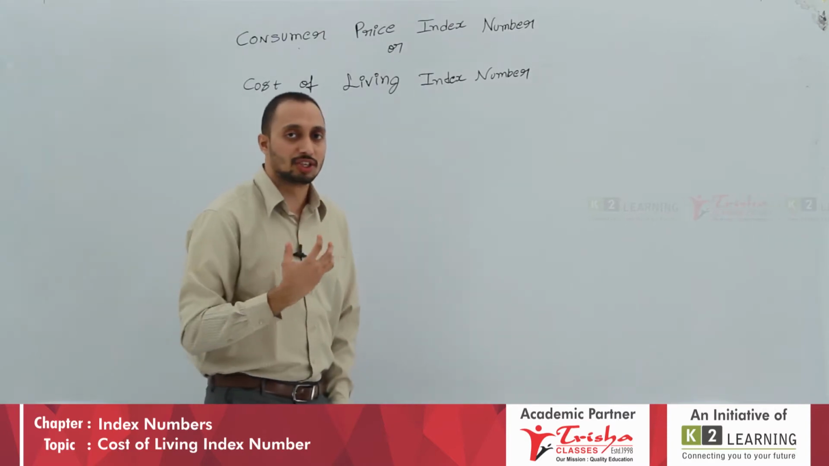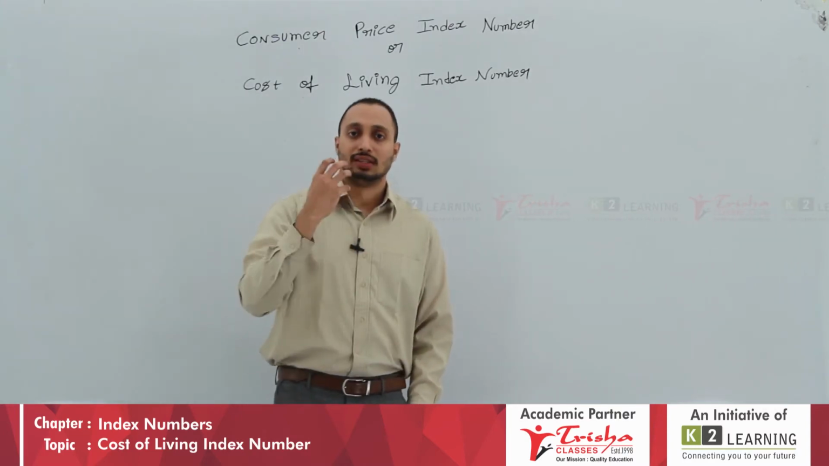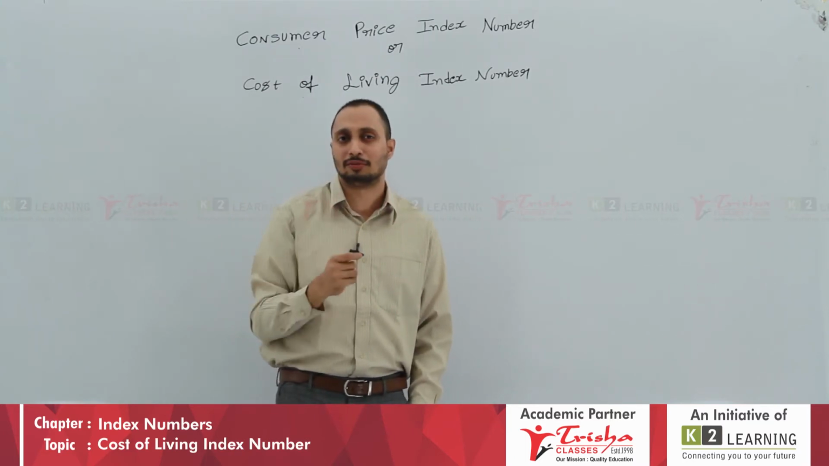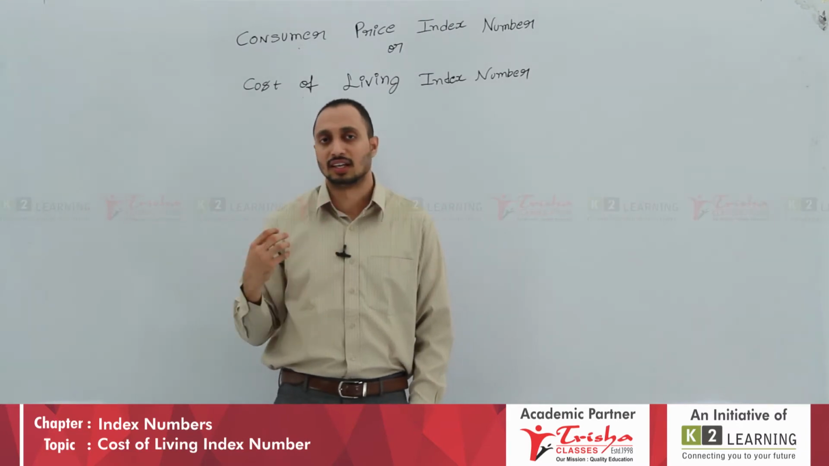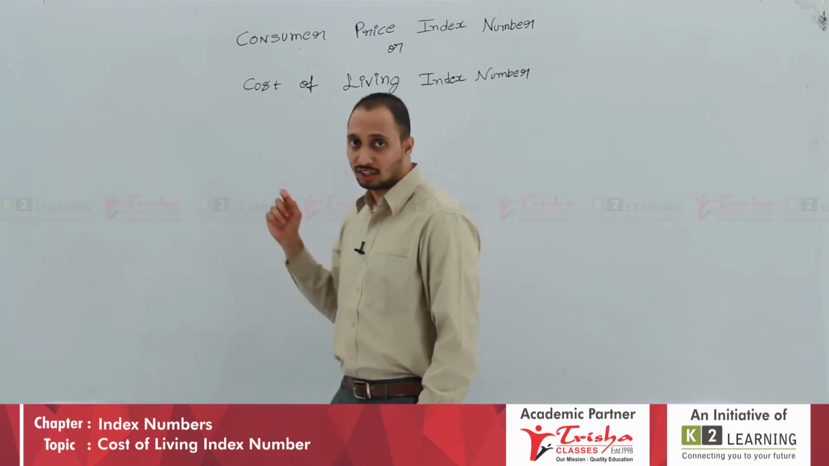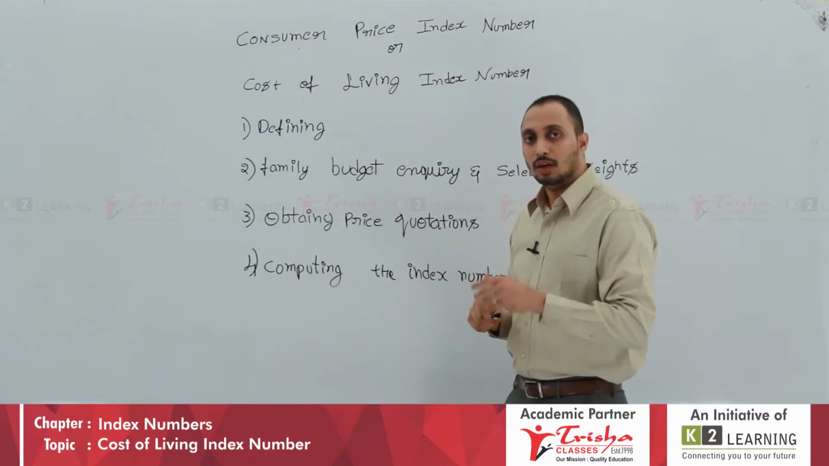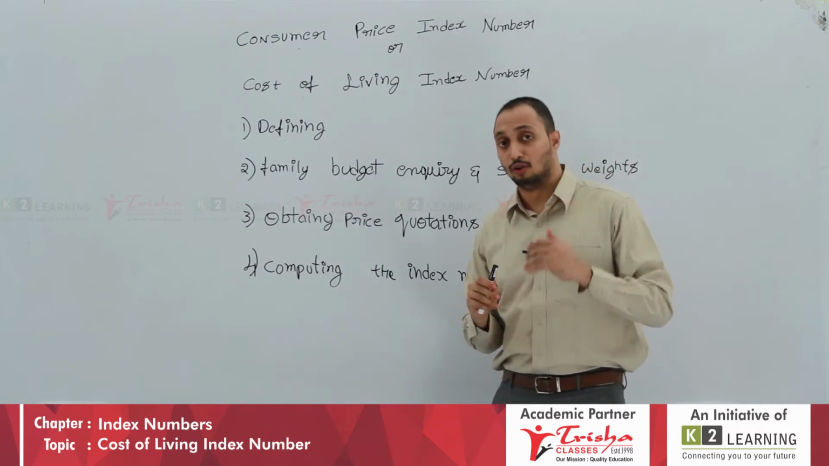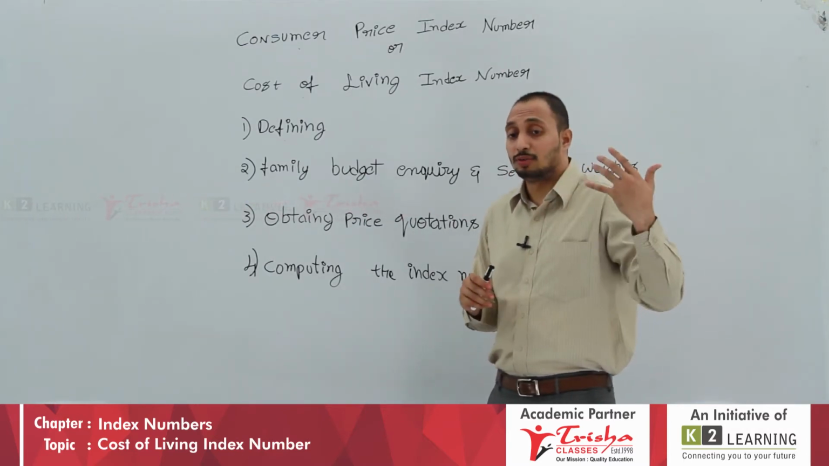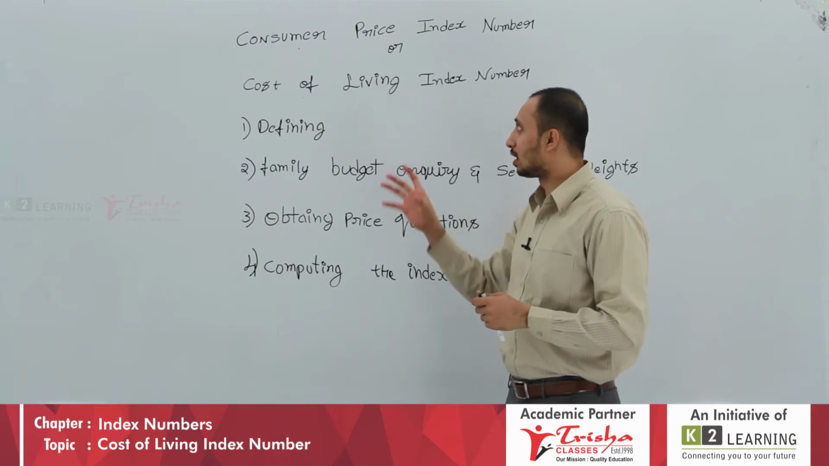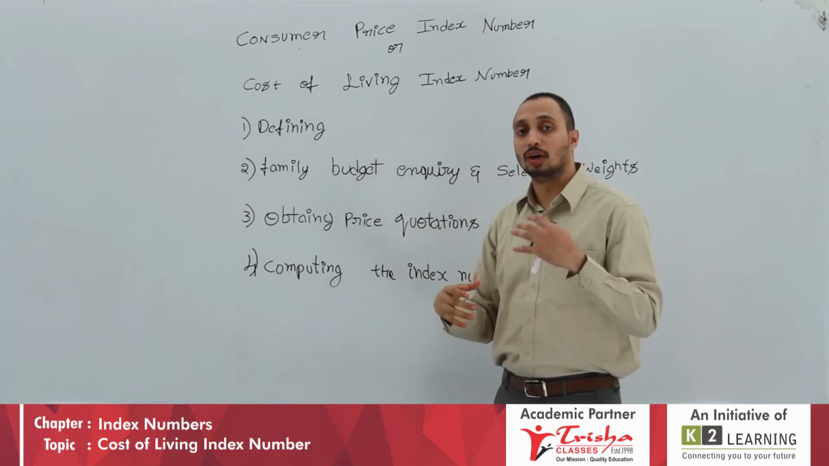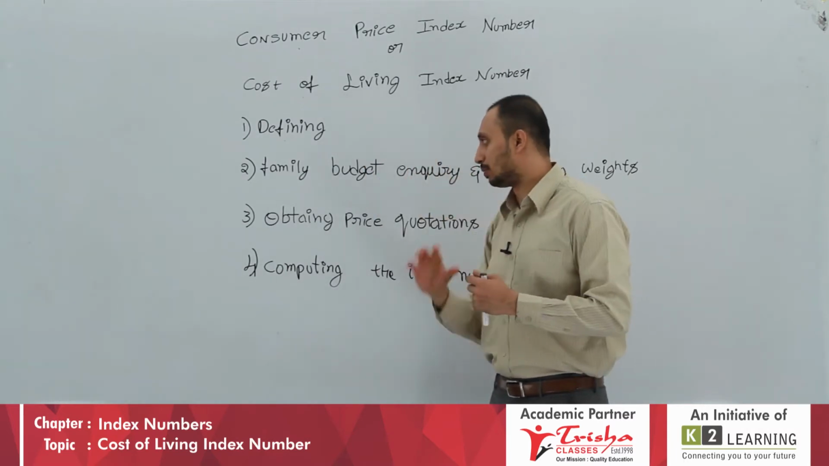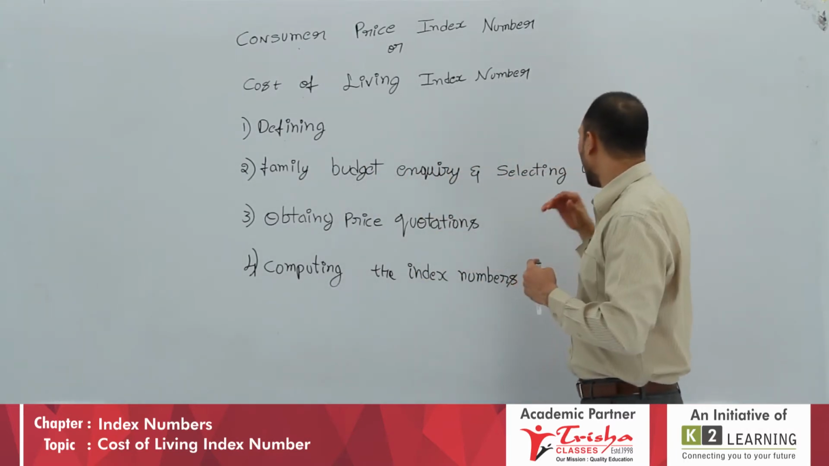For living, how much cost are we paying? Most of the things are the same, but the names in the construction of this index number are slightly different. So let's see the construction of this index number. While constructing the consumer price index number, the first thing is defining. Hope you remember what I spoke about defining while constructing the normal index number. I said the purpose of constructing this index number should be told in this part. Now, doing the family budget inquiry and selecting weight.